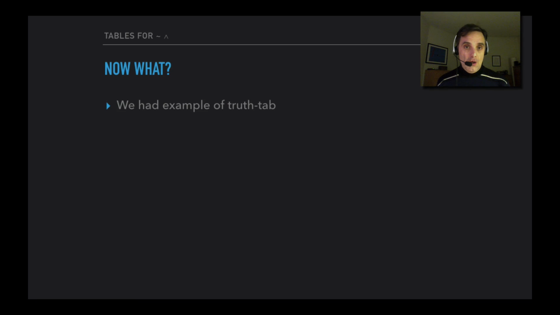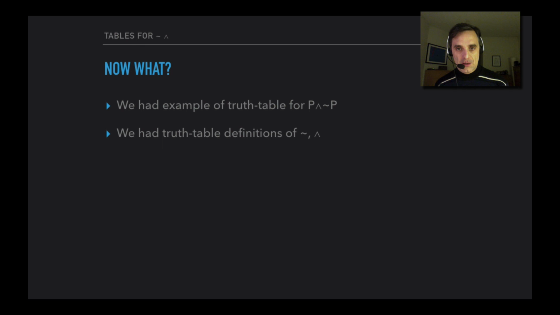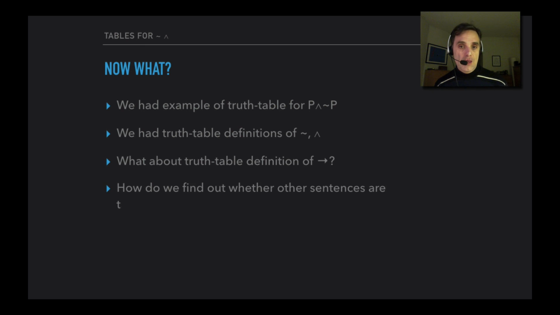So now what? We had an example of a truth table for P and not P, and we've had truth table definitions for negation and conjunction. So what about the truth table definition of the conditional? And how do we find out whether other sentences are tautologies? As I said, we're going to talk about the conditional in the next module because it has a funny truth table. We're going to talk about whether or not other sentences are tautologies, how to do that in general, in the next video. So there's going to be another video showing you how to do that just in general, and then there will also be a video showing you how to use the truth table module.